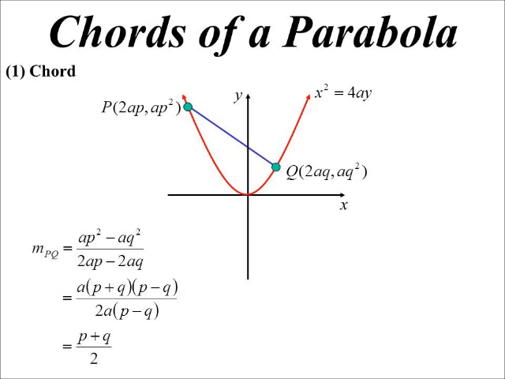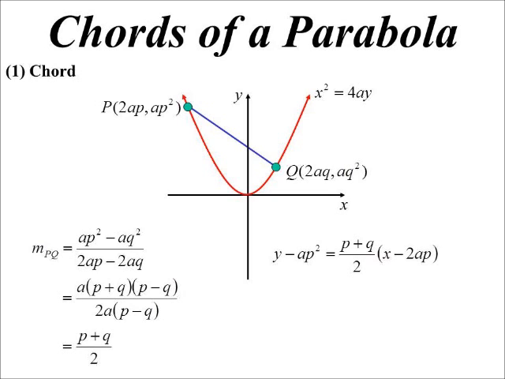So what we've just basically done is the slope of any chord of a parabola will always be the average of the parameters. So if you know the parameters, straight away you can get the slope. So I'll just average that, and then bang, there's the slope of the chord. So that can be the advantage of working with parametric form rather than the Cartesian form.